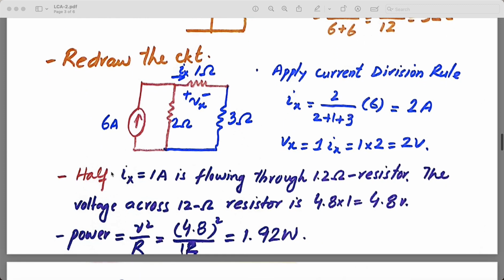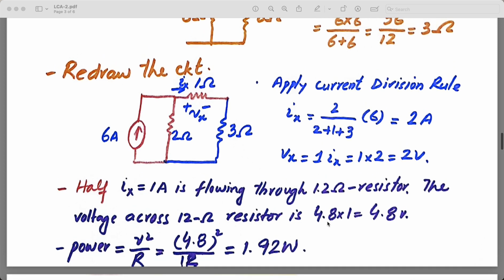So you can say Ix is 1 ampere flowing through the 4.8 ohm resistor. The voltage across the 12 ohm resistor is 4.8 multiplied by 1, so the answer is 4.8 volt. Now the formula for the power is V square divided by R. So V square is 4.8 square divided by 12, so the answer is 1.92 watt.